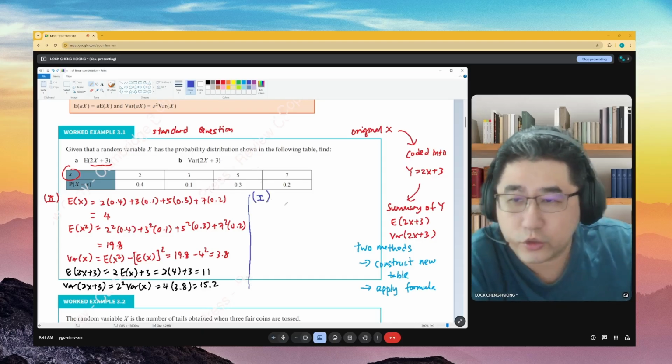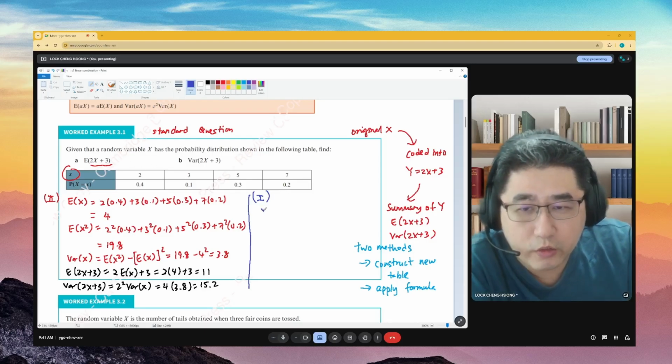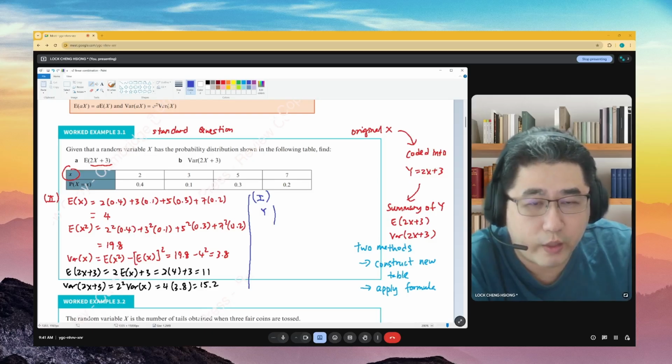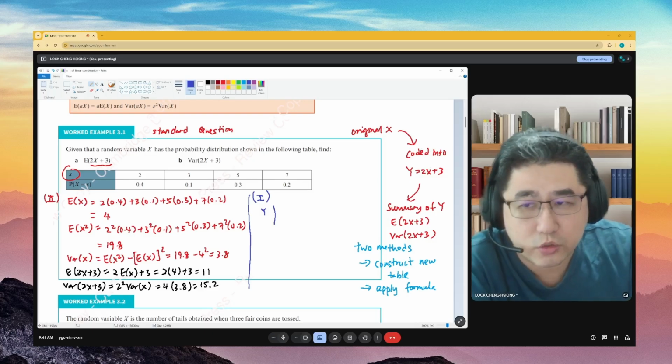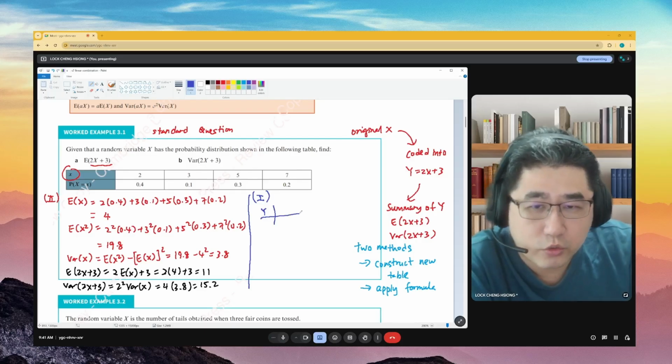Okay, constructing the new table. So constructing a new table means I will have to construct my new y value. The y value is changed into, as you can see, the original x coded into y, where y is 2x plus 3. So each of these respective x values I change into y.